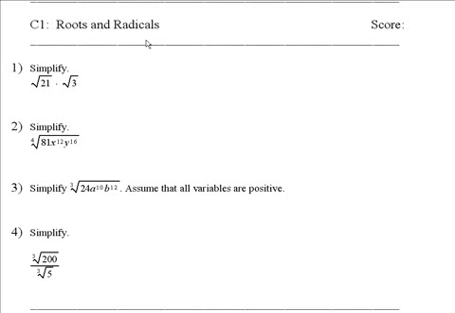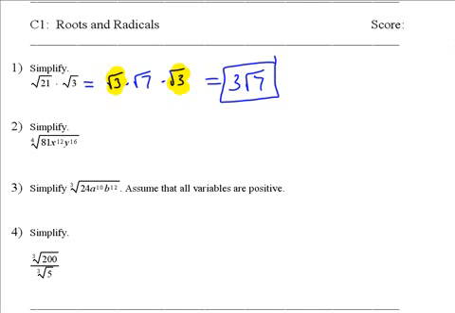Okay, we're going to solve some concept 1, roots and radicals problems here. We simplify number 1. We've got the square root of 21 times the square root of 3. The square root of 21 is the square root of 3 times the square root of 7, and we still have that square root of 3 on the end. Notice here that I have a root 3 times a root 3. Root 3 times root 3 is 3, and root 7 will not simplify out of the radical. So 3 root 7.